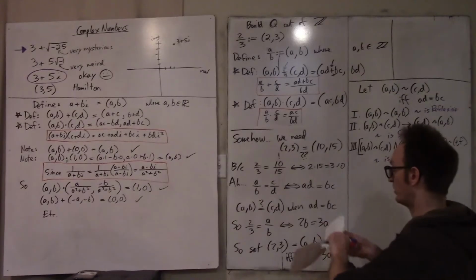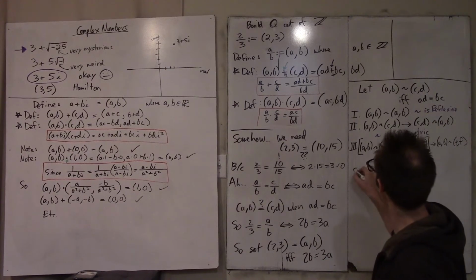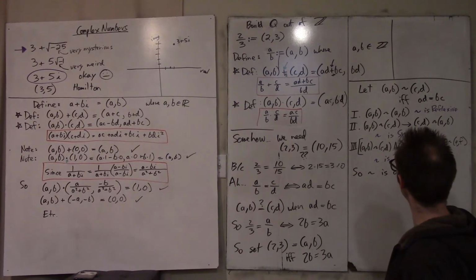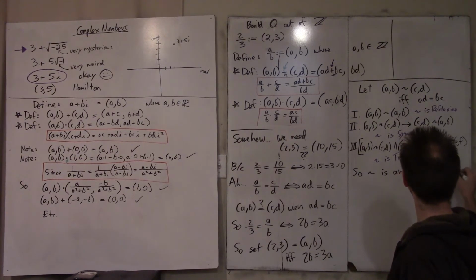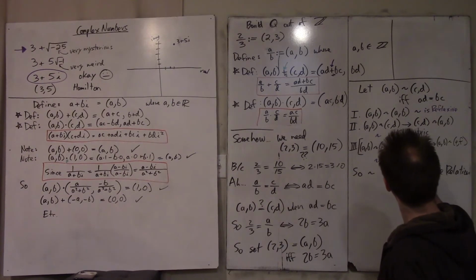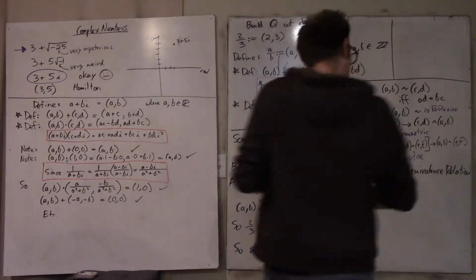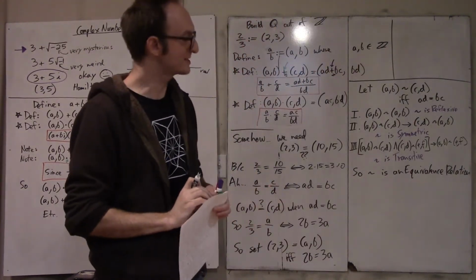And now my conclusion: this is what's called an equivalence relation. And okay, what's an equivalence relation? It's any relationship which is symmetric, reflexive, and transitive.